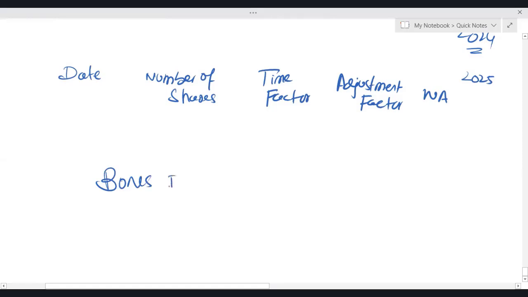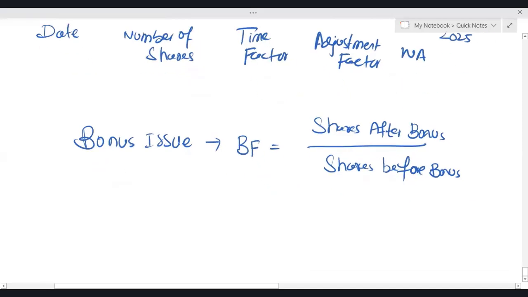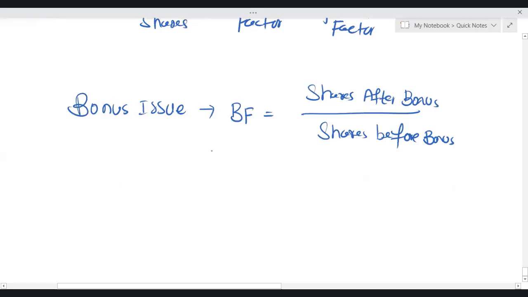In case of bonus issue, you should be able to calculate BF, bonus factor. How do we calculate bonus factor? Shares after bonus divided by shares before bonus. So shares after bonus divided by shares before bonus. And this bonus factor is applicable only on those shares that are there before the bonus.